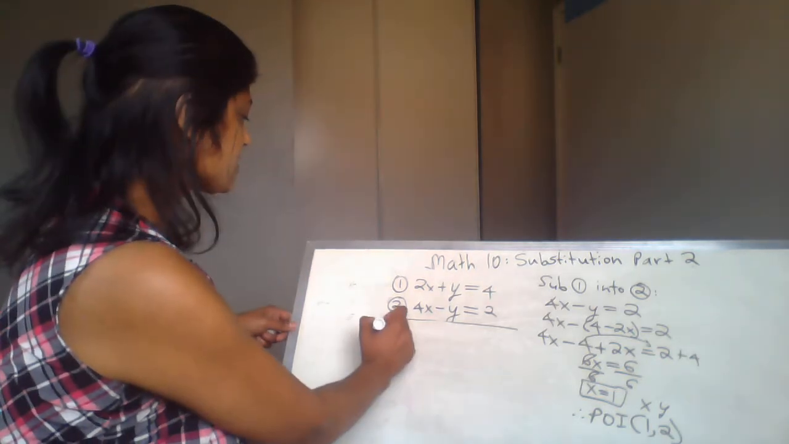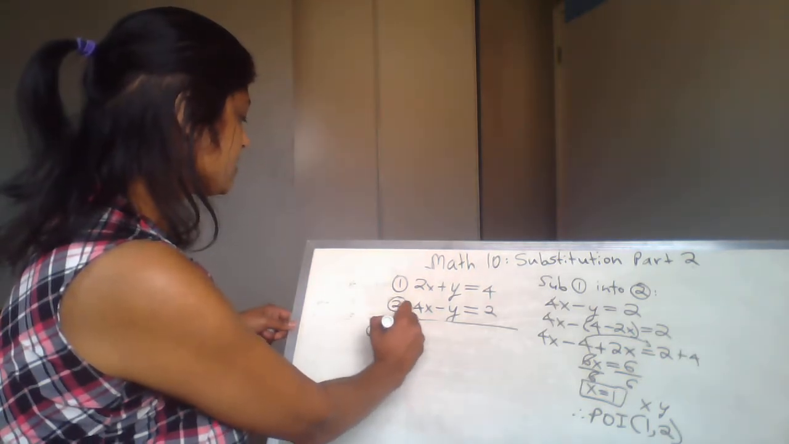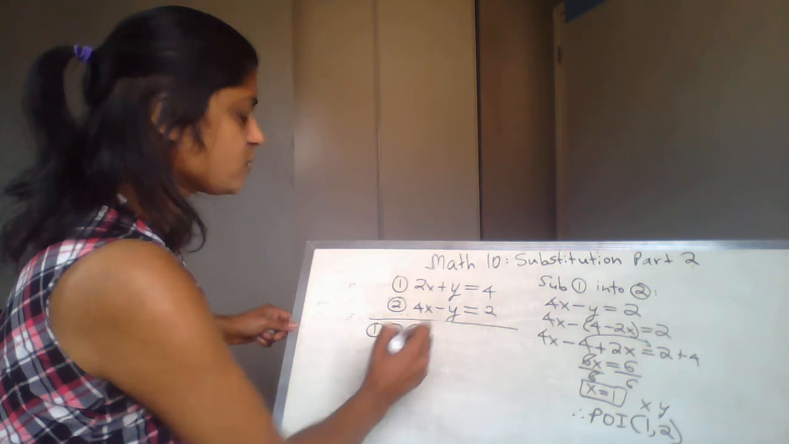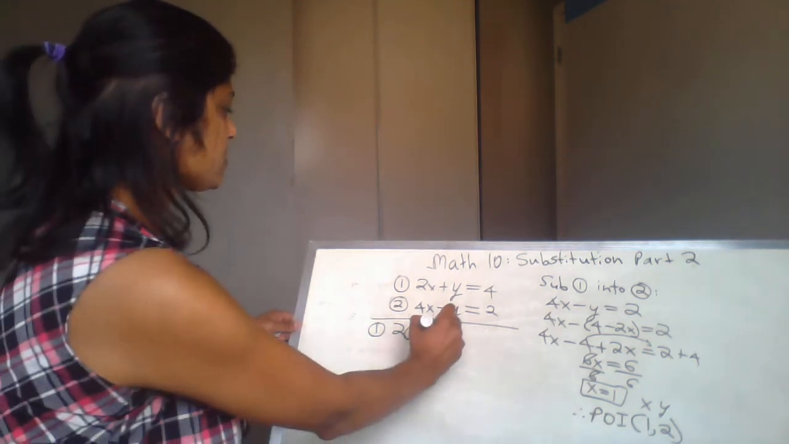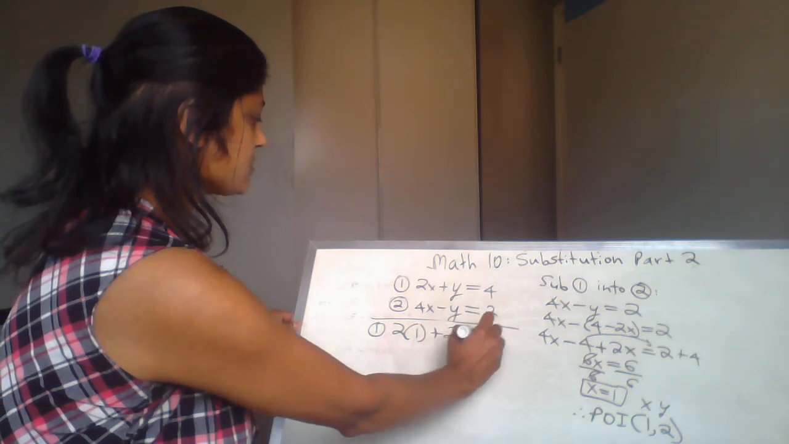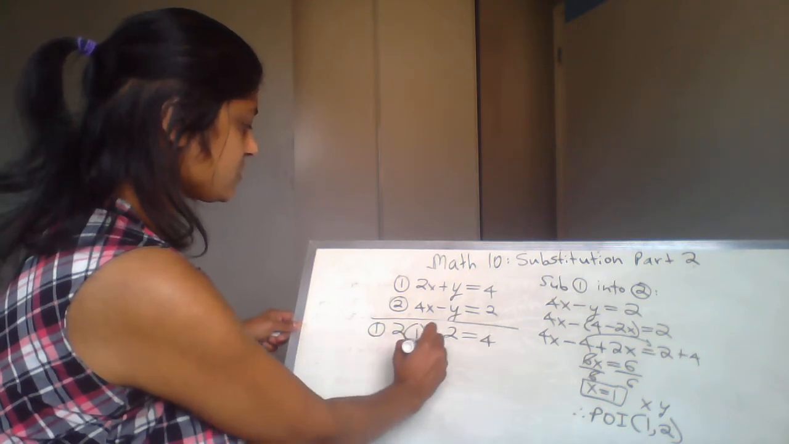We're going to take the x and y value. So say I'm subbing it into equation 1. My x is 1, and here my y is equal to 2. So it's going to be plus 2 equals 4. 2 times 1 is 2.